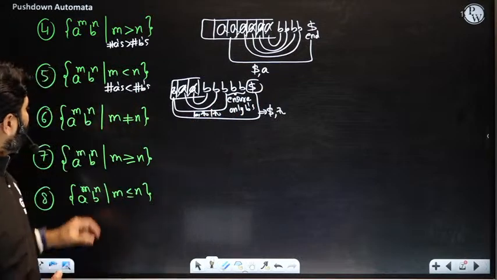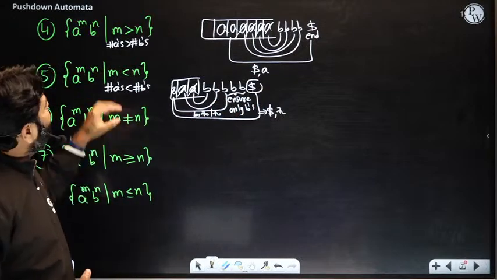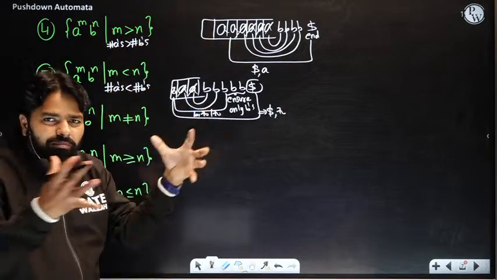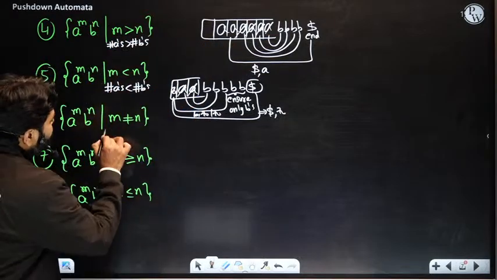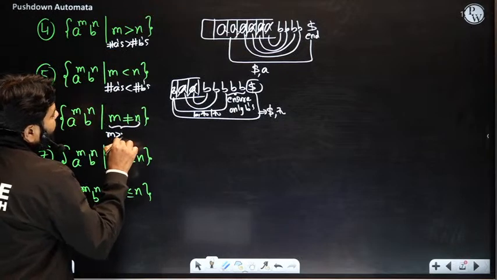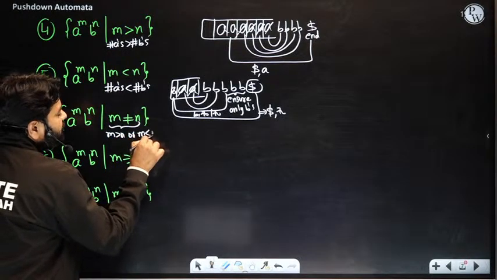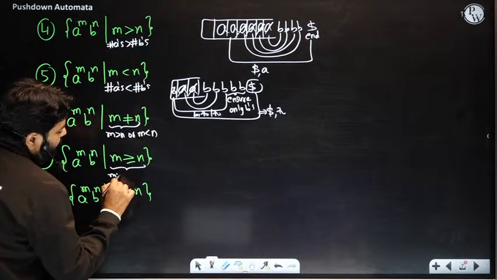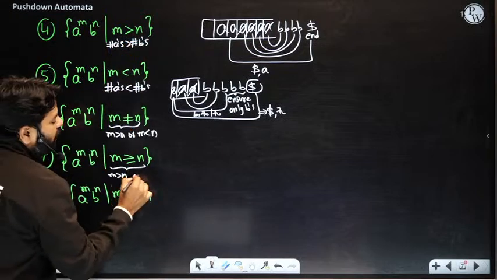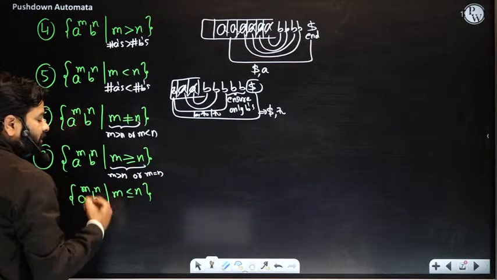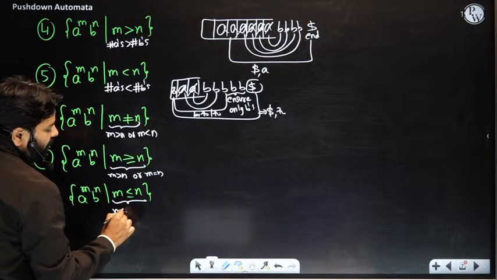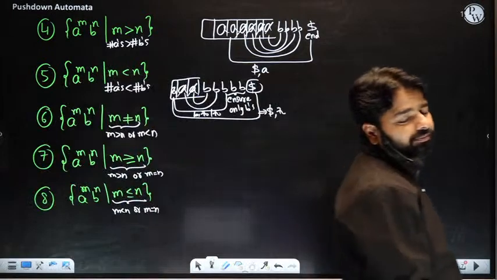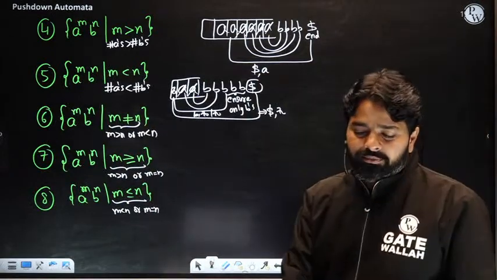We'll design the next one: M not equal to N means M greater than N or M less than N. You know how to design this, just combine the transitions of both. We will see how to combine these two. M greater than or equal to N means M greater than N, that means this one, or M equal to N. We did M equal to N already, right? This one, M less than N or M equal to N. Can we do it very quickly? Yes, we should do that. It should not take much time.